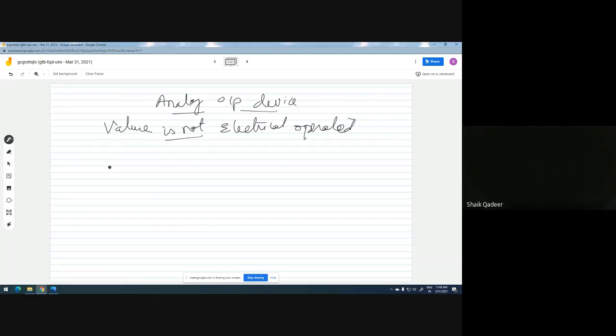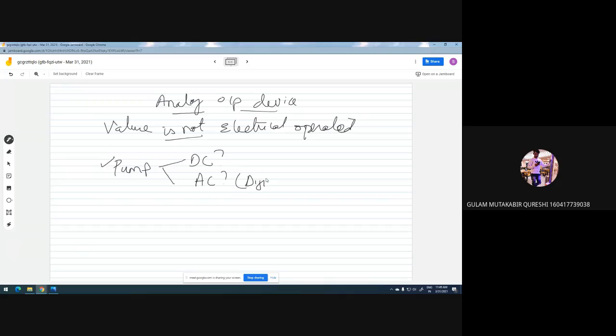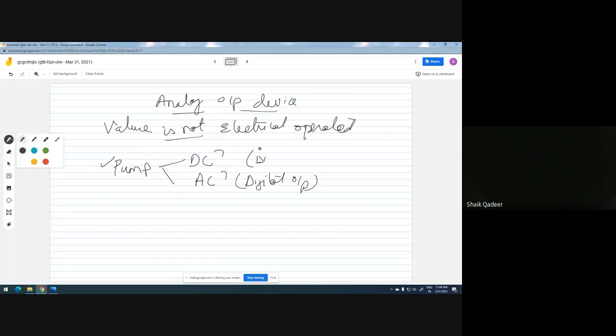Pump. Which pump? Which pump you are talking about? AC pump or DC pump? Sir, AC pump only. Just now I said AC is falling in the category of digital output. The DC pump, that is already there. So rule out.